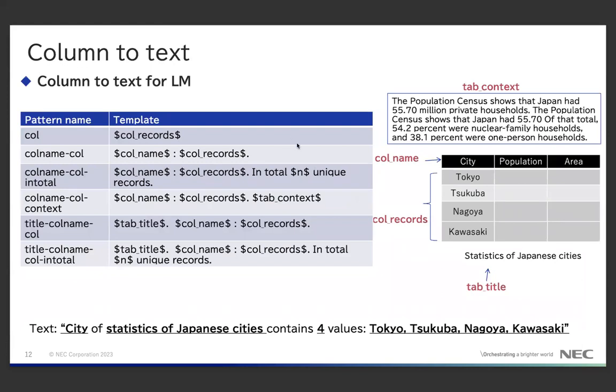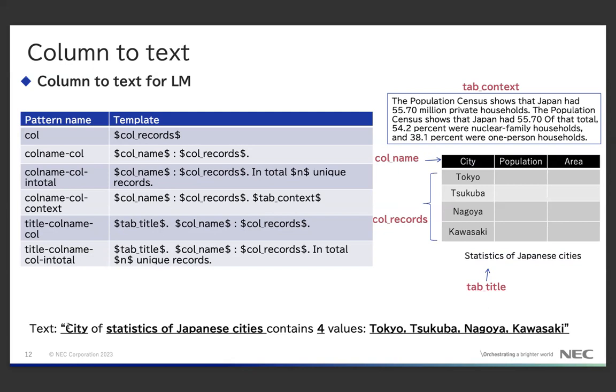First, let's see how we transform the columns to text. Here is, for example, a column of Japanese cities, and there are some values of the cities. The idea is that we not only use these values, we also use the metadata, like the column name and the table title, or if possible, some surrounding text around the tables. And we design a lot of patterns to include different metadata in them. So here are the patterns.